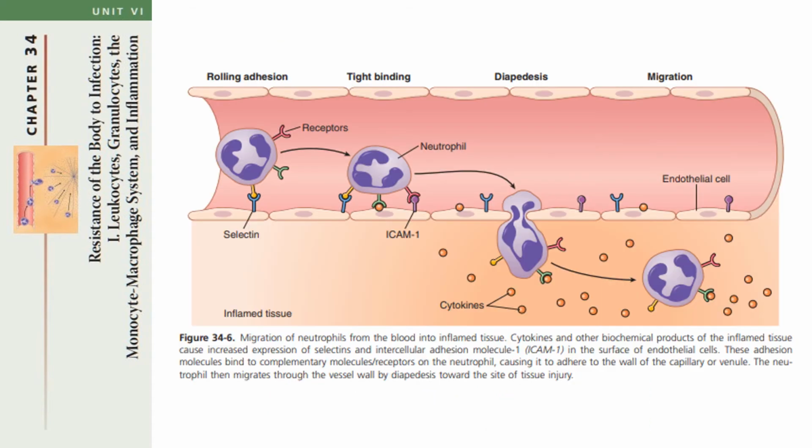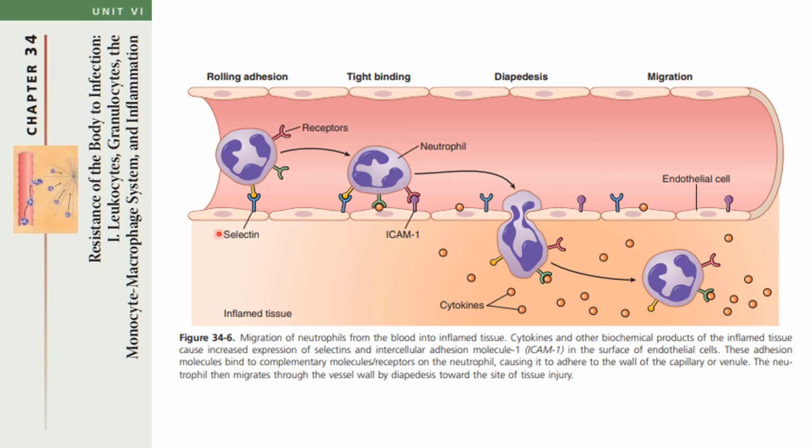Look at the diagram. This diagram here represents the migration of neutrophils from the blood into the inflamed tissue. Cytokines and other biochemical products of the inflamed tissue cause increased expression of selectin and intercellular adhesion molecule, which is ICAM-1, on the surface of endothelial cells. These adhesion molecules will bind to the complementary molecule or receptor on the neutrophil, causing it to adhere to the wall of the capillary or venule. The neutrophil then will migrate through the vessel wall by diapedesis to the site of injury.